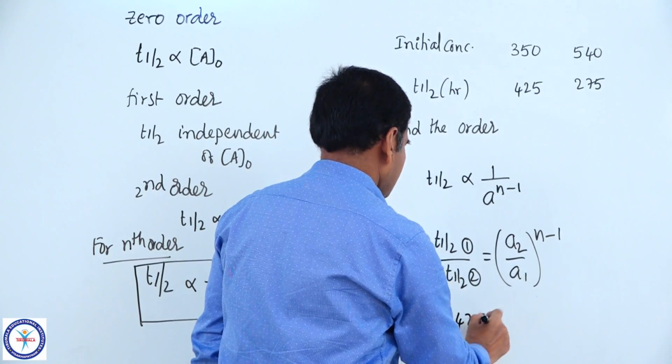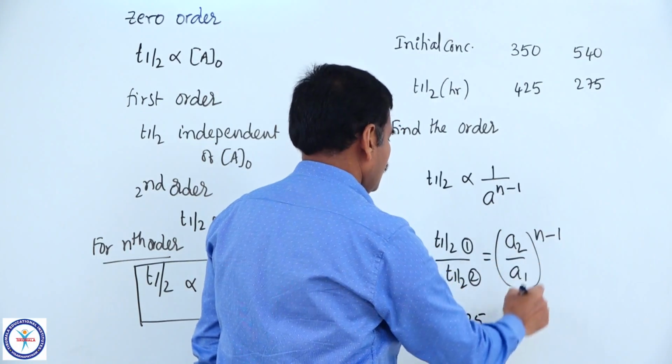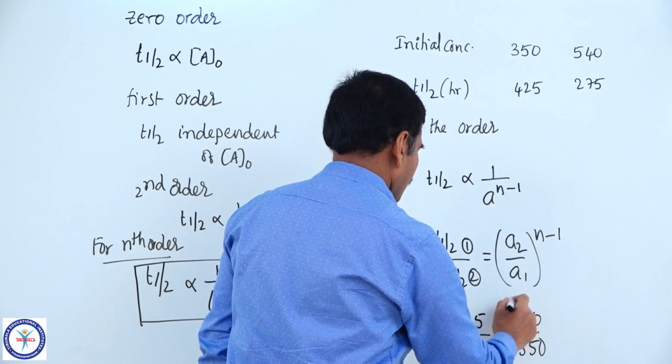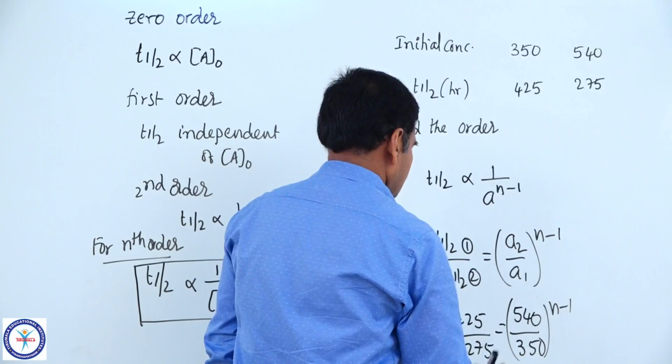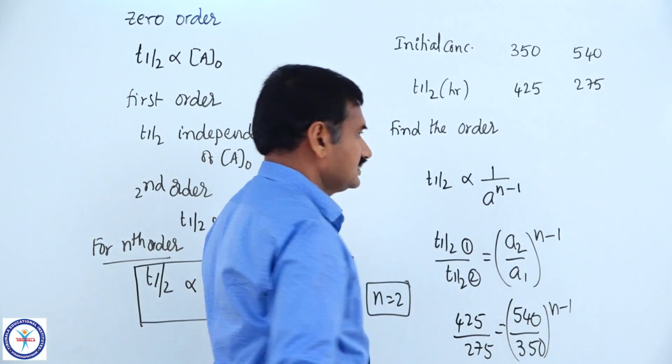So, 425 divided by 275 is equal to 540 divided by 350 whole to the power of n minus 1. From this you will get n is equal to 2. It is second order reaction.